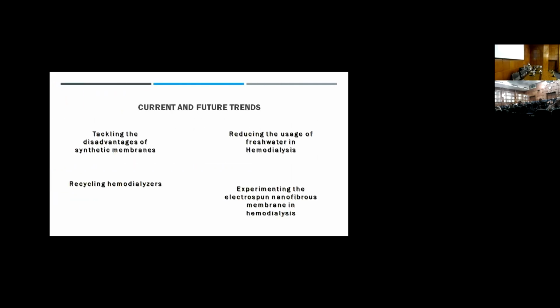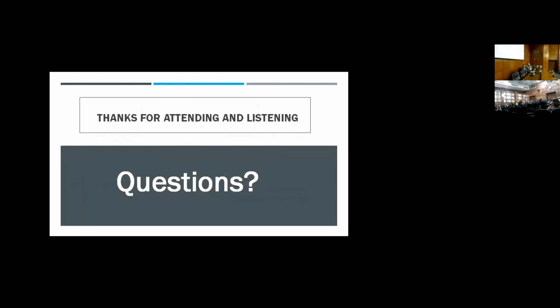Here I'm talking about the future trends. As you see here, reducing the usage of fresh water in hemodialysis, recycling hemodialyzers because, according to the Guardian journal, there are about 600,000 tons of hazardous wastes produced as a result of discarding the dialyzers. So it's a future trend too, and tackling the disadvantages of synthetic membranes, as well as experimenting with the electrospun nanofiber membranes in hemodialysis. So that's all. Okay, thank you.